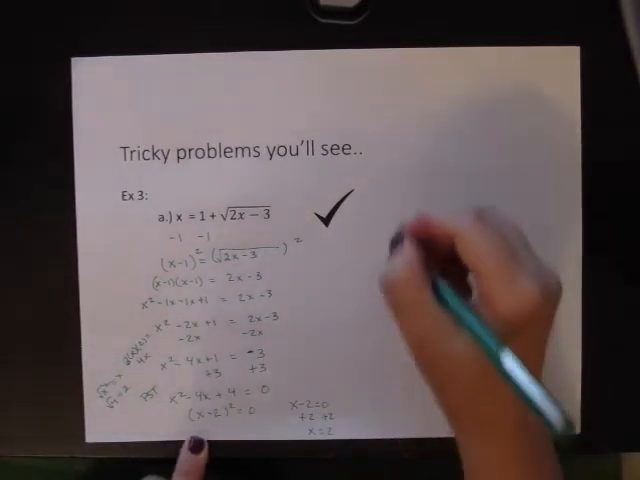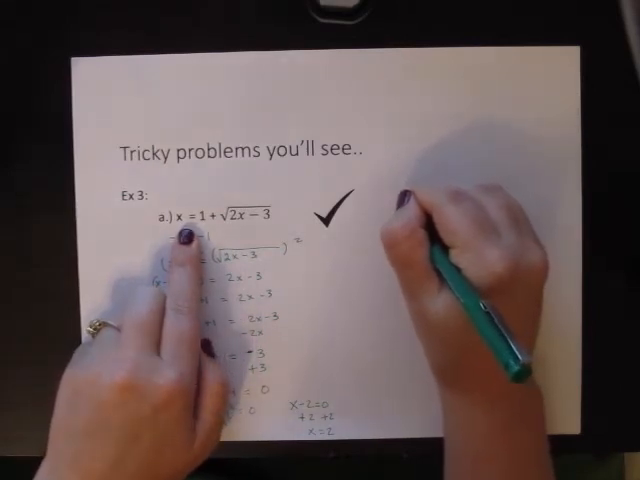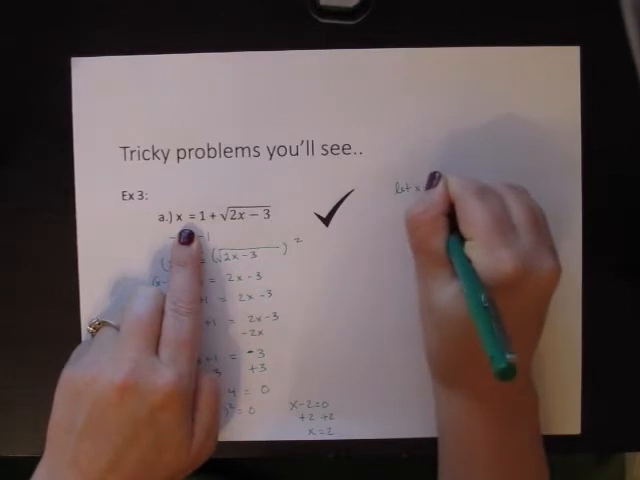The last thing I have to do is check my work. I'm going to check it back with my original equation. So wherever I see x, I'm going to plug in a 2. So we're going to let x equal 2.